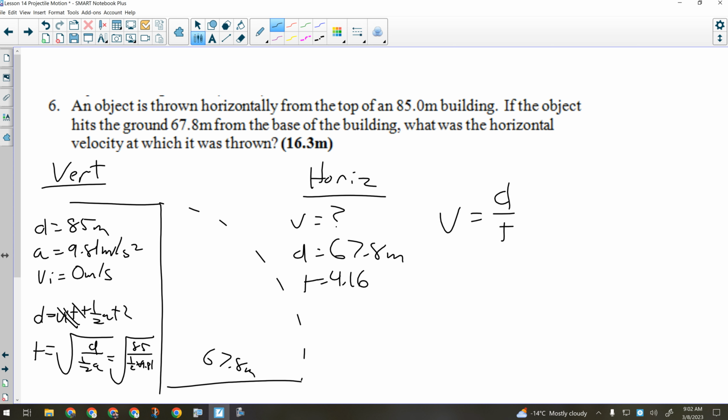All right, so we just take our 67.8, we divide it by our 4.16, and we've got that it was thrown at 16.3 meters per second. Because meters are not the units for velocity. Okay. All right, give you a little bit more time to work on 7 and 8, then we'll have a look at those.